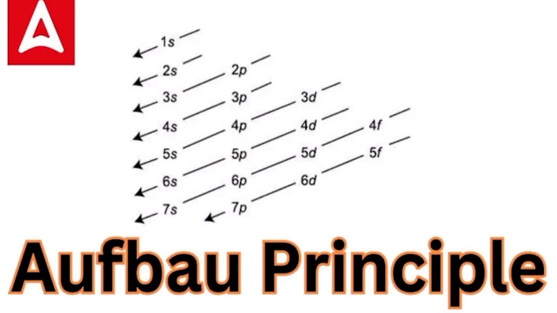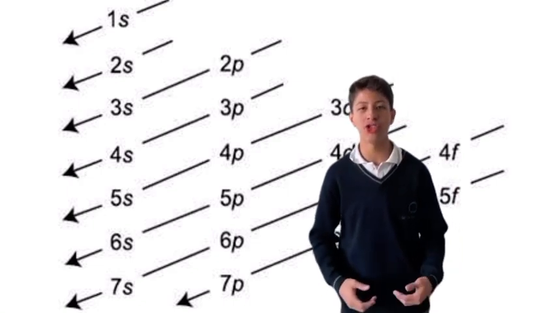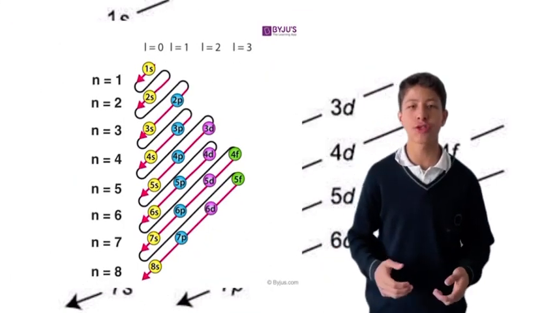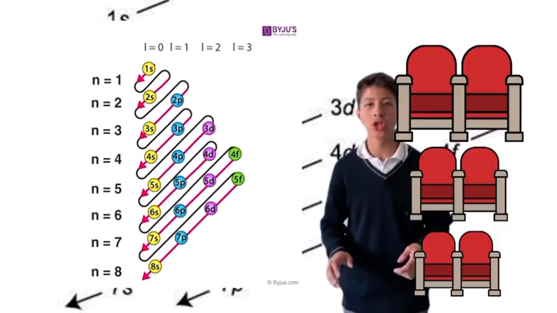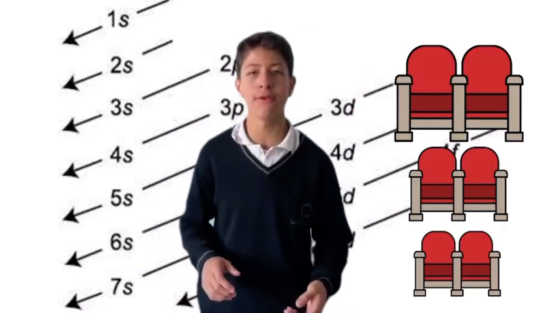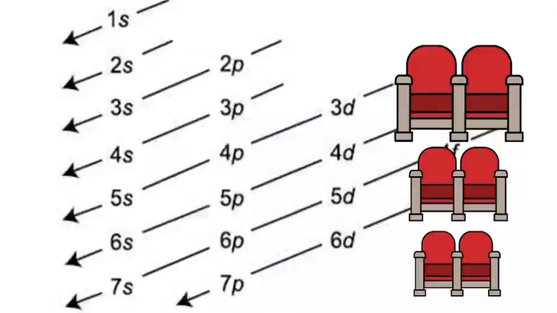Aufbau principle. Aufbau means building up in German. This rule says that electrons fill the lowest energy levels first, just like people sit in the front rows of a movie theater before moving to the back.